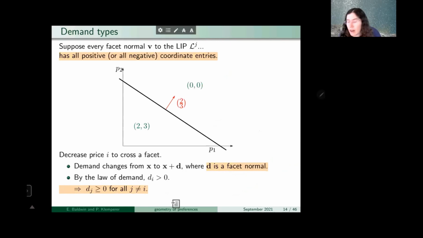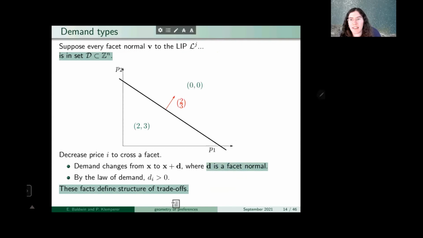On the other hand, we can slightly change our condition. We can say, what if we have all positive or all negative coordinate entries? Well, in that case, when we decrease demand to cross a facet, again, by the law of demand, the demand has got to go up for the good whose price changed. But we've assumed that the non-zero coordinate entries all have the same sign, so that means demand has got to weakly go up for everything else as well. So this is complements. So we can continue along these lines. What we're doing is we're restricting the set of vectors that can be the facet normals, and then we're identifying that those facet normals define the structure of trade-offs.